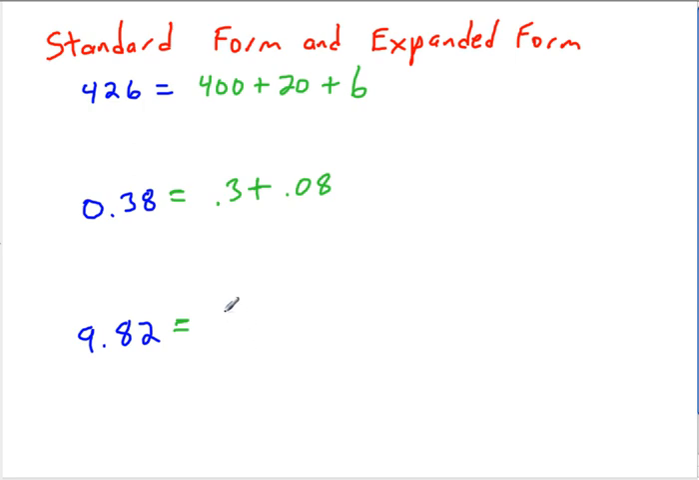9.82 is made up of 9 and made up of 0.8 or 8 tenths. It's also made up of 0.02 or 2 hundredths. So that's how you write decimals in expanded form.